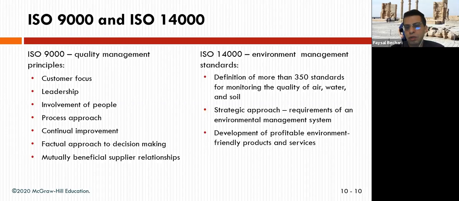ISO 14000, the environment management standard, is the definition of more than 350 standards for monitoring the quality of air, water, and soil. For example, now in China, I believe by the year 2035 they will have emission-free, meaning less pollution, or pollution-hazardless, whatever they call it. So that's what they're targeting.